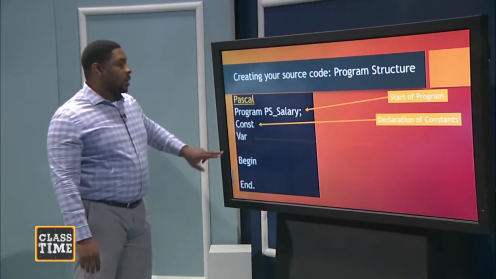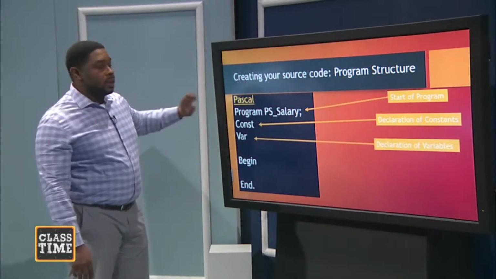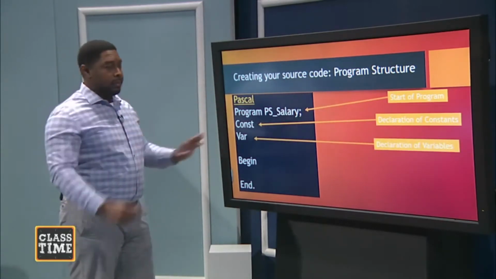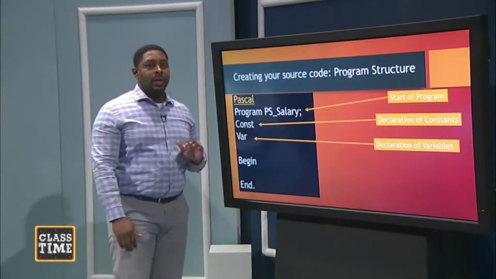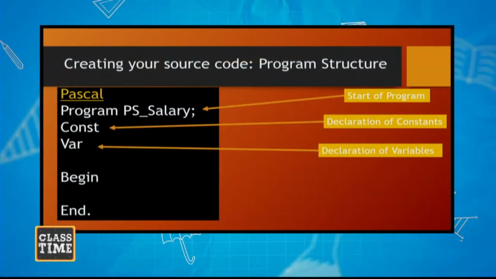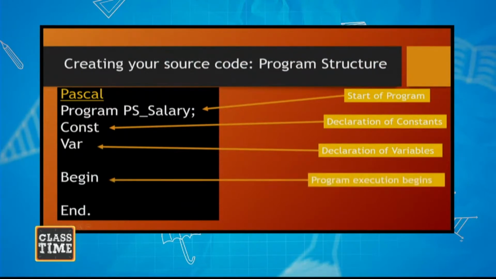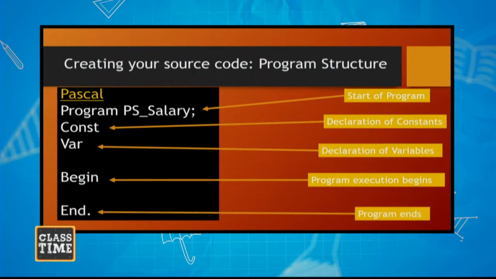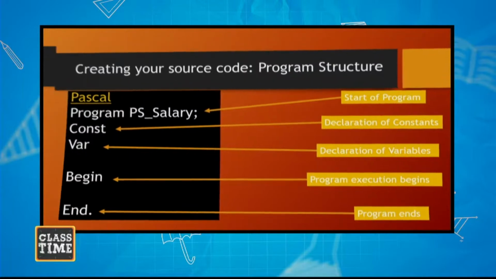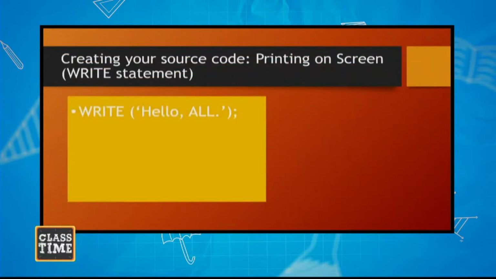So again, just to repeat, all Pascal programs start with program and the name. Then we declare your variables and your constants, all right? And then you have the begin section, all right? And of course, your begin section begins with begin, and your end section, or the part that ends the program, is end full stop. Don't leave off that full stop. That full stop is important, all right? So let's look at writing or printing on the screen.